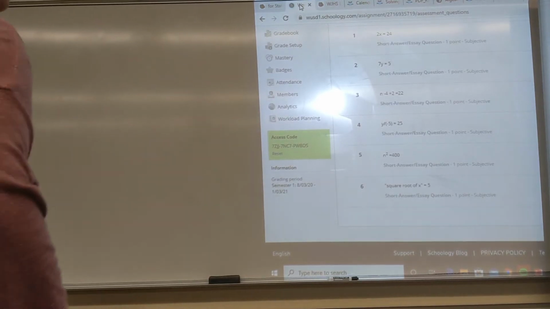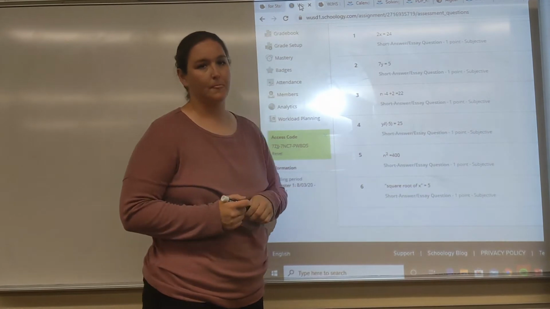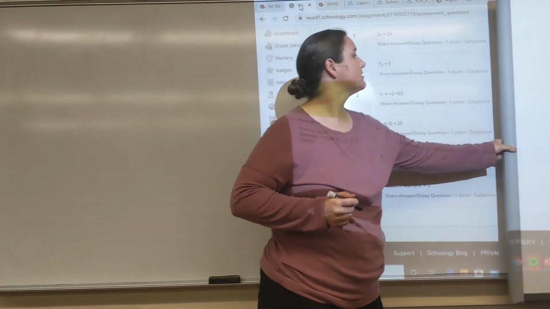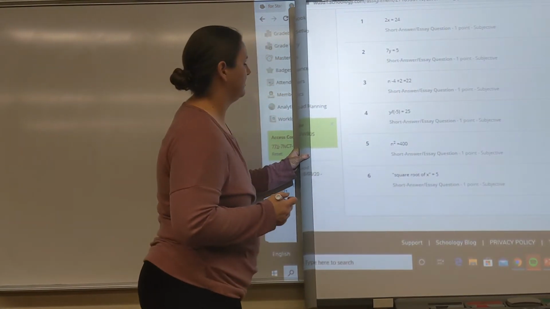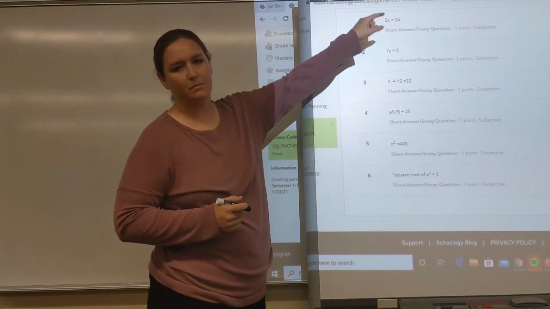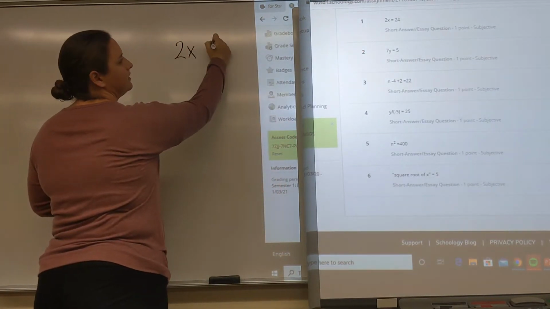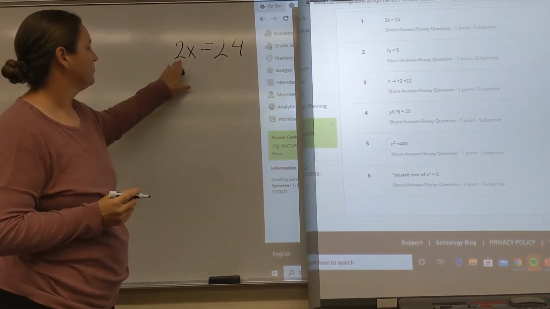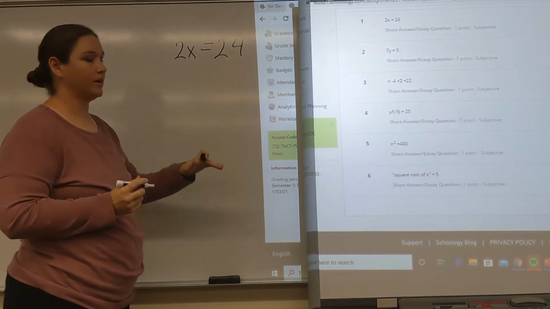Okay, algebra. Let's go over our worksheet here. We have, maybe you guys can see it better if I do this. Okay, so number 1, 2x equals 24. When we put them together like this, that means that they are being multiplied, right?